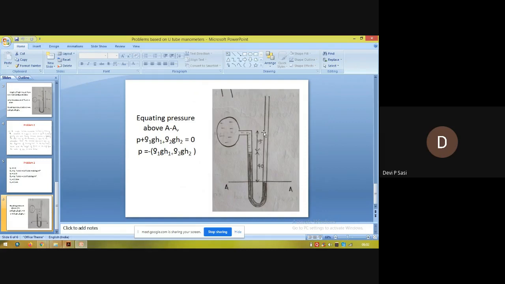So we do not bother about what the liquid is, but the specific gravity is 0.8. So we know it is a light liquid. Okay, since the specific gravity is 0.8, it is a light liquid.